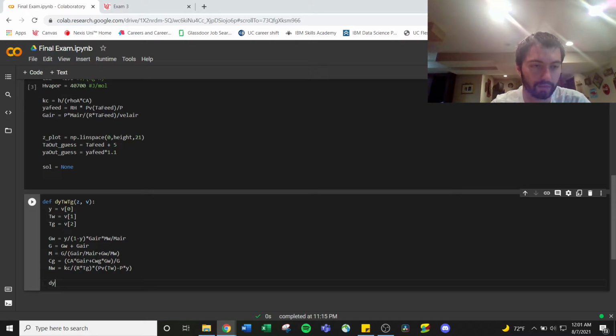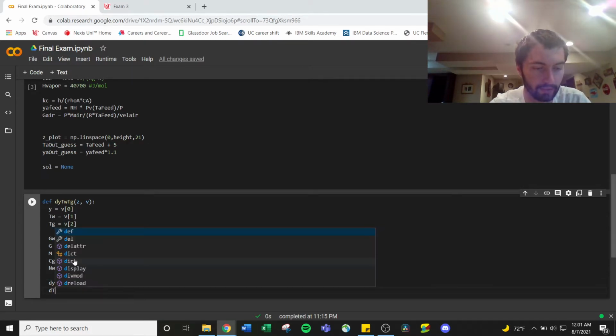So we'll start with, again, we want to go the same order that our function is in, so dy is equal to negative specific area times molecular weight times molar flux of water divided by total gas flow.